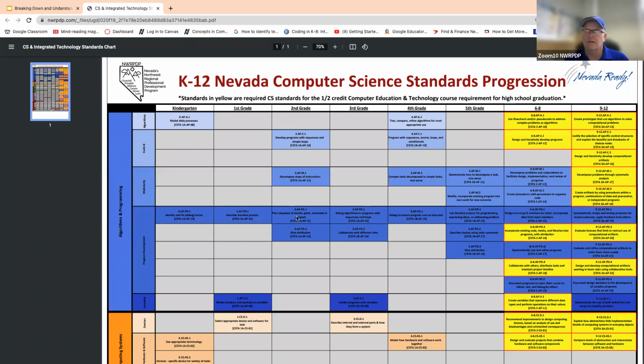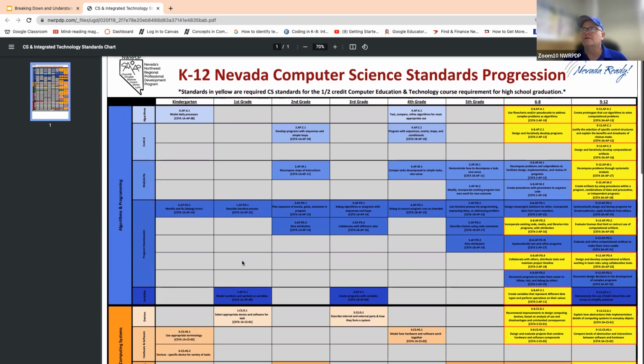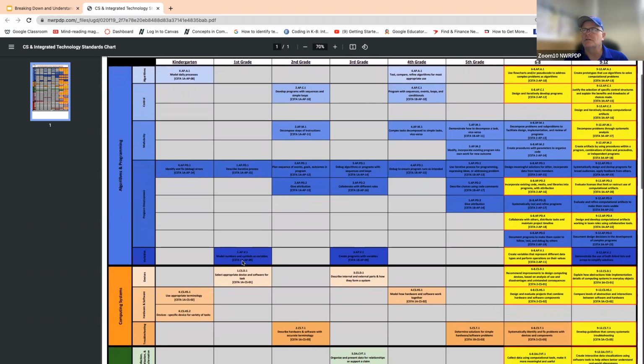And so like any, you know, especially math, I was a math teacher. Some of these concepts are foundational and they build upon each other. And some of these concepts, like program development, they're not going to see some of these standards all the way until like middle school. So hopefully that gives you a visual of what is required on the grade level that you're teaching.